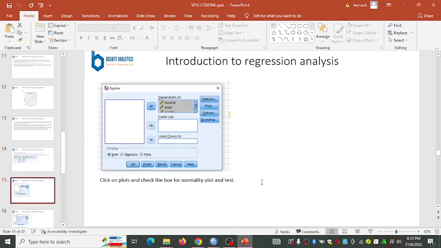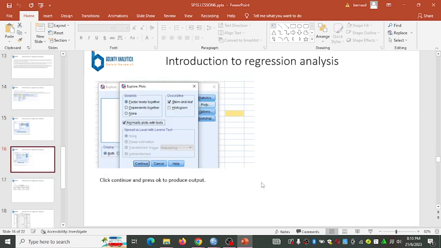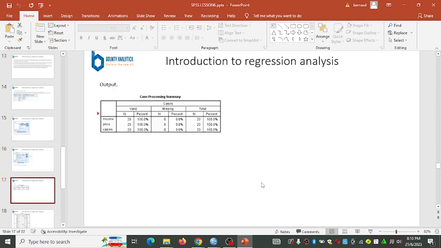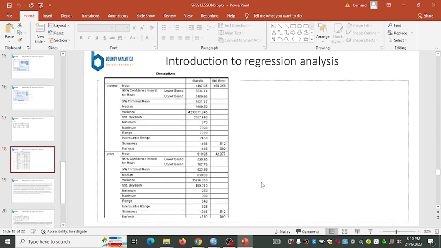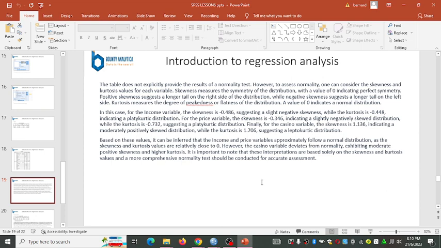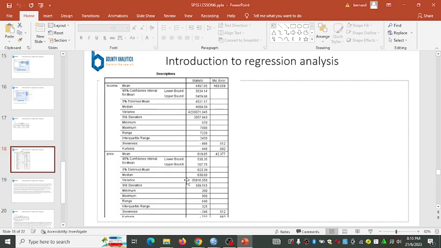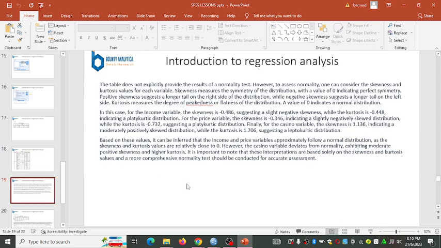I think you will interpret them at your own time. So these are the plots that you are talking about. Now, this is the table. As we interpret this table, the interpretation is on slide number 19. This table does not explicitly provide the result of a normality test. However, to assess normality, one can consider the skewness and kurtosis values for each variable.